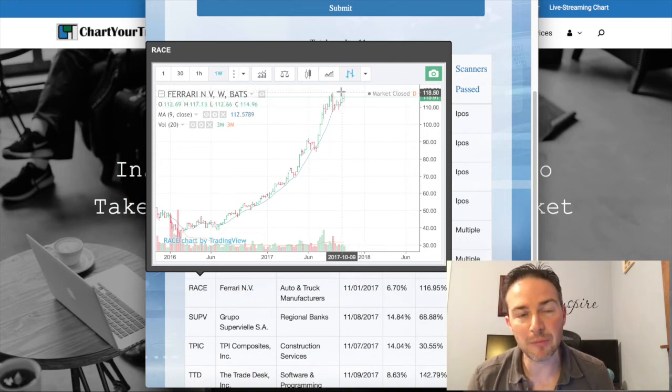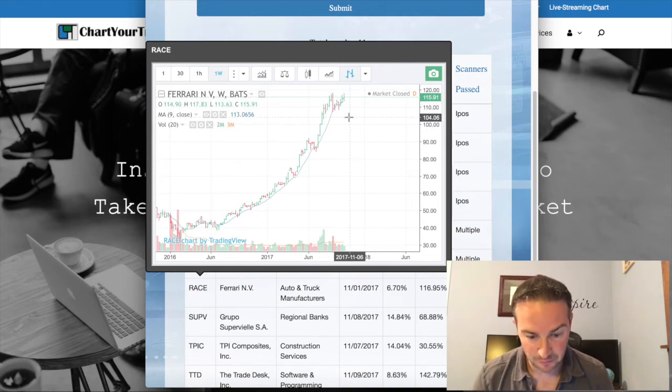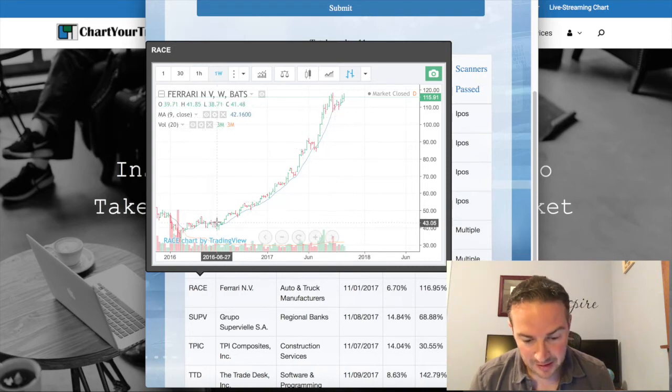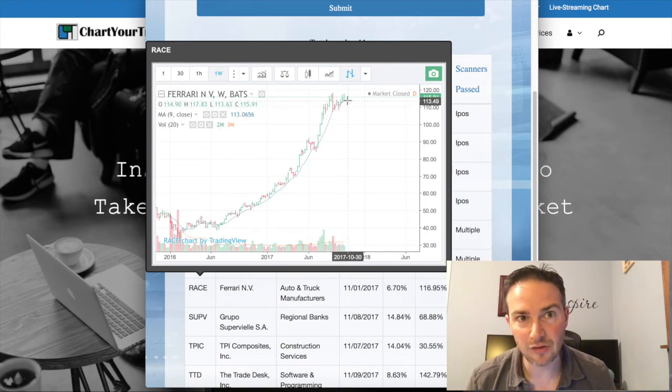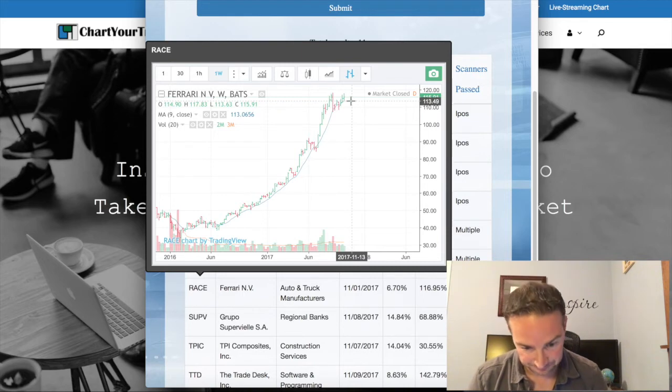I think it needs a little bit more time right now before I'd entertain buying it here. If you're long and you've held it for the duration, I would certainly be looking to unload at least a little bit at this point.